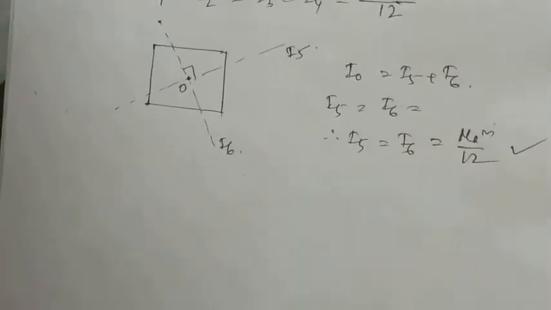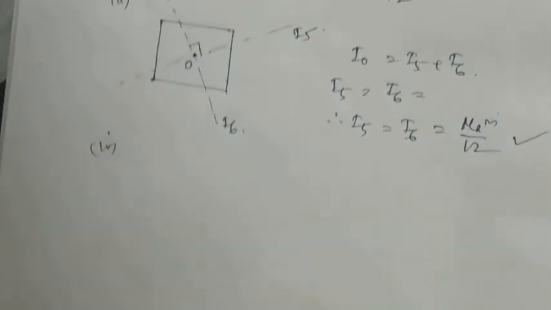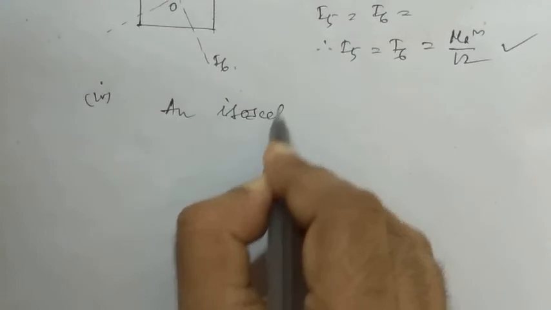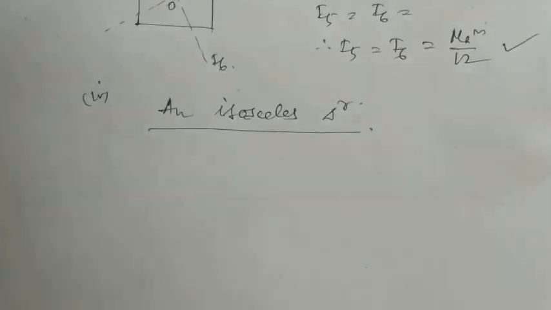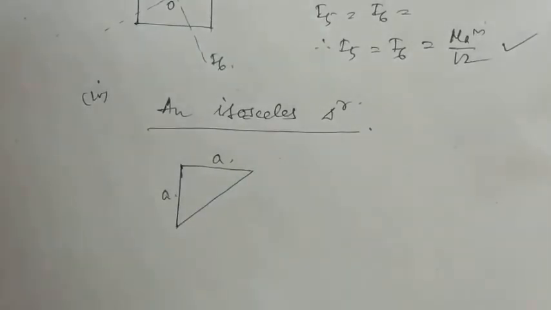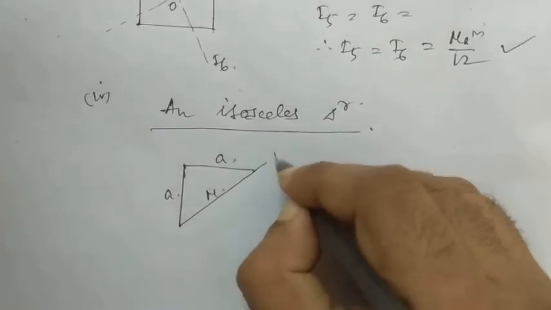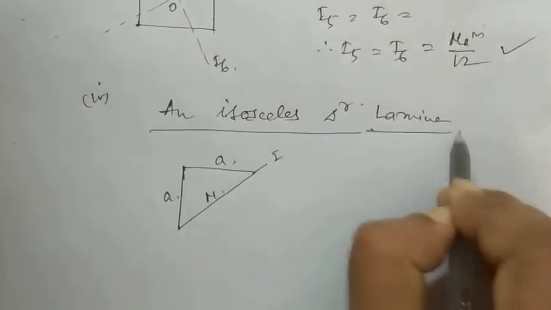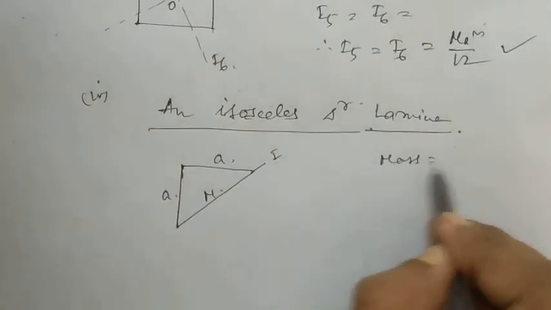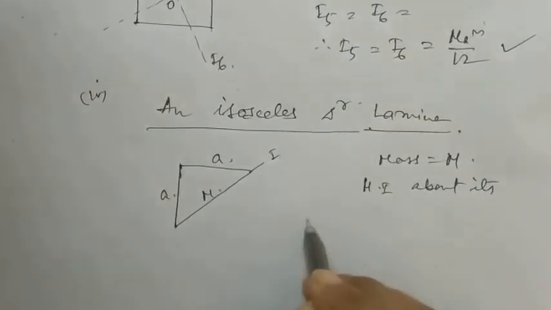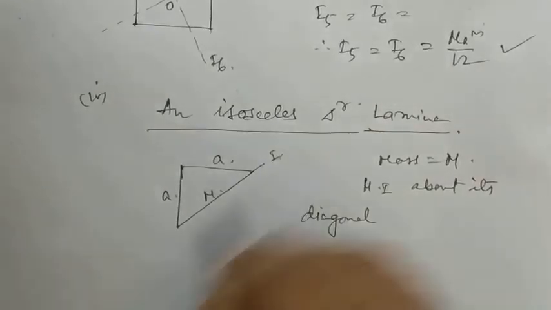Now if we take an isosceles triangle, this is an isosceles triangle of same sides A, mass M, and the axis is I. So we have taken an isosceles triangle lamina of mass m, and we want the moment of inertia about its axis of rotation.